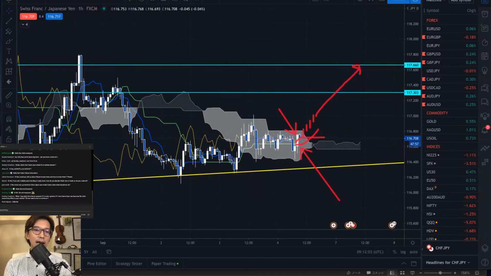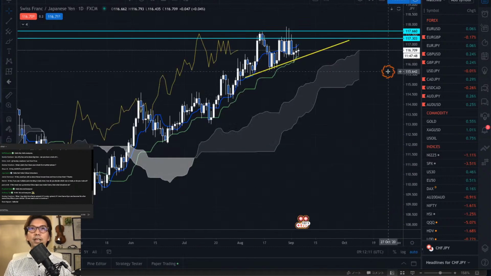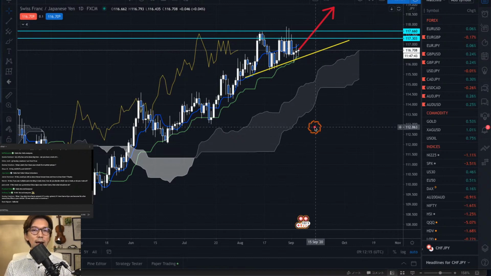I think this is one of the good currency pairs to look at. This is a stable uptrend on the daily chart. I expect the price breaks upward this way, but I think it's going to happen sometime next week.